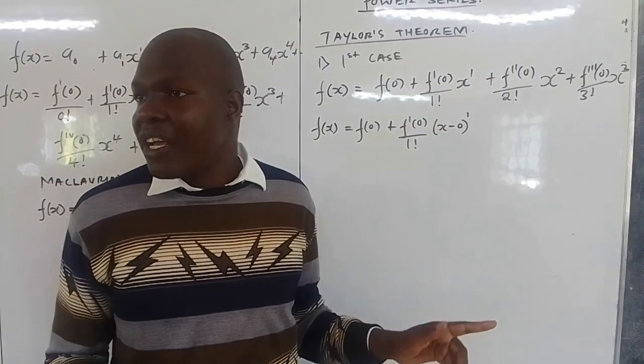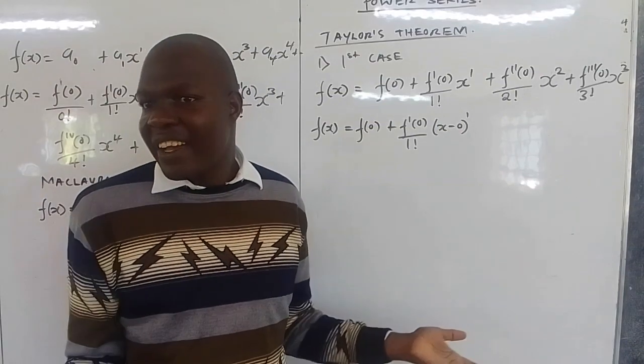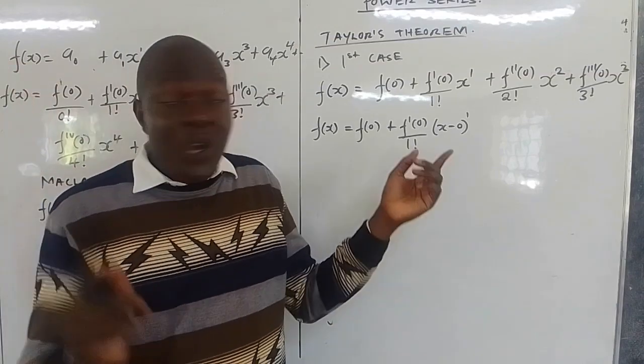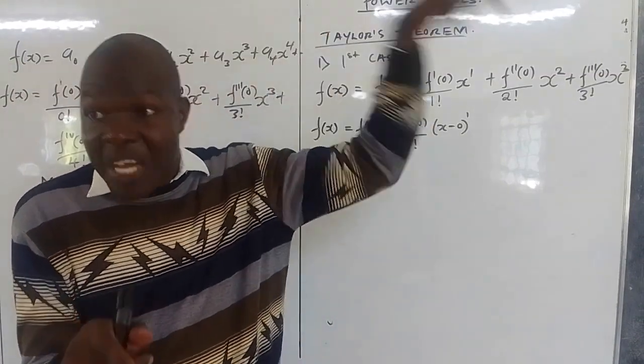This is x raised to power 1. You can rewrite it as x minus 0, isn't it? x minus 0 is just x. But we are doing that because we want to get the Maclaurin series. We want to get the Taylor series from the Maclaurin series, from what we have. I'm using what we have to get what we don't have.